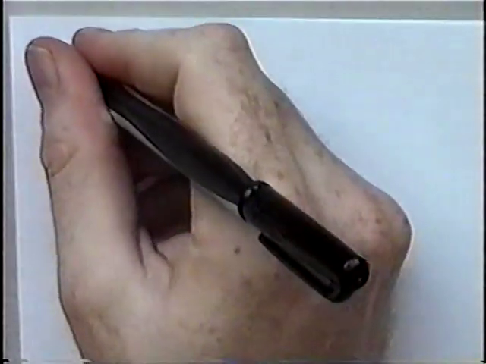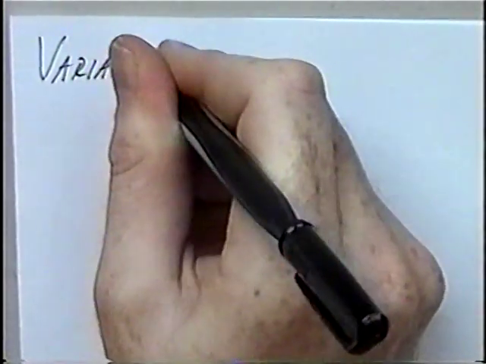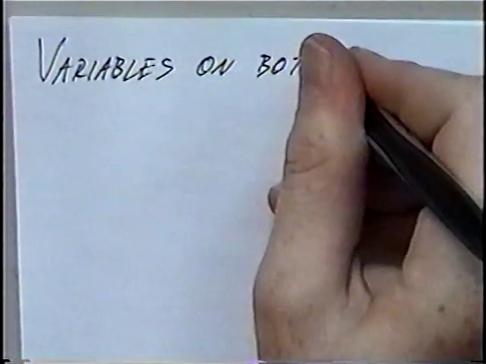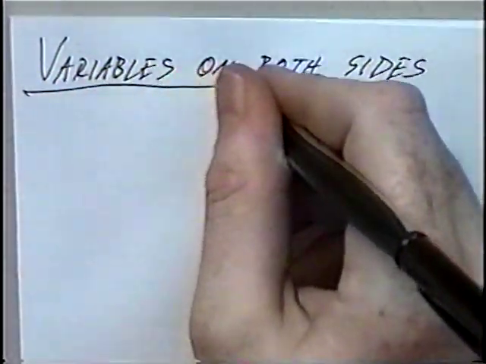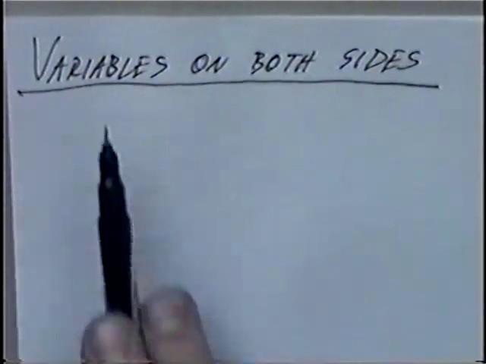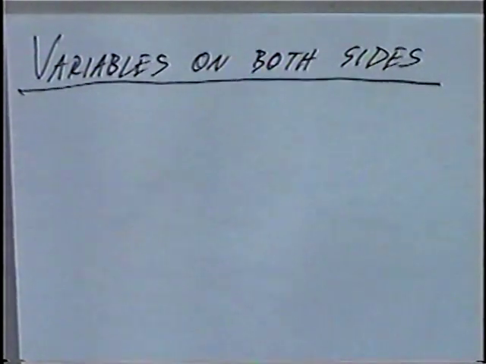The title of the last section is Variables on both sides. For this section, we'll still use absolute value equations. Solving these, we'll have variables on both sides of the original equation.